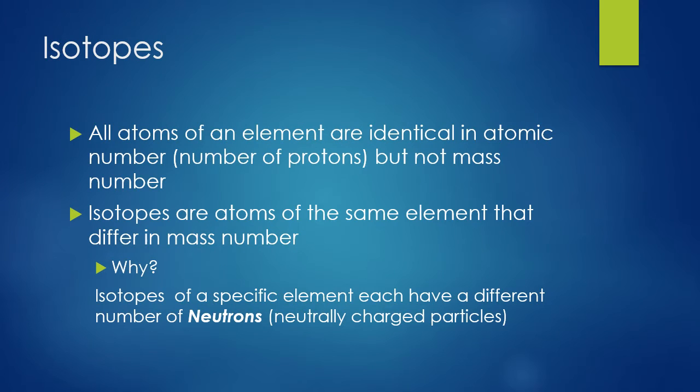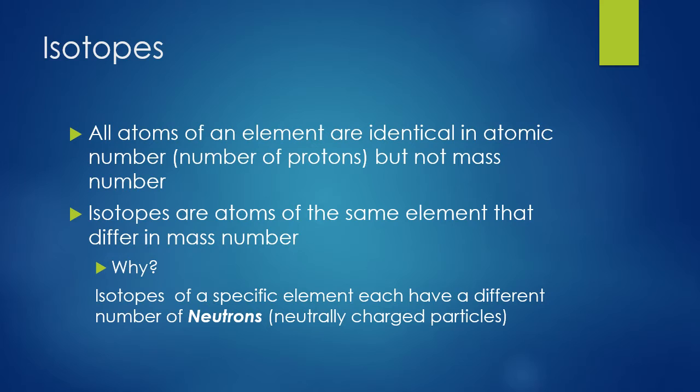So why are we counting mass numbers? How is that important? Well, mass numbers are important when we're looking at isotopes. To define an isotope, isotopes are atoms of the same element that differ in mass number.